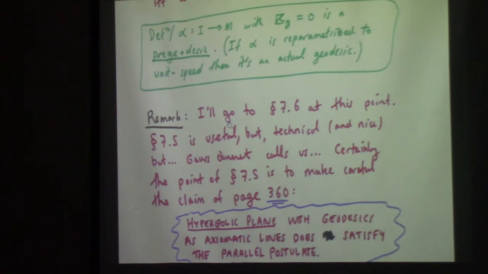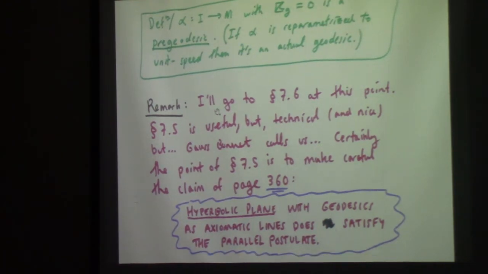So, as I said here, I'm going to go now to section 7.6. The rest of 7.5 is useful and nice, and probably it has a lot to do with making good on the details of what we talked about day 1, namely that the hyperbolic plane with geodesics as axiomatic lines does in fact satisfy... I say it satisfies the parallel postulate. That's the wrong thing to say. The hyperbolic plane does not satisfy the parallel postulate.